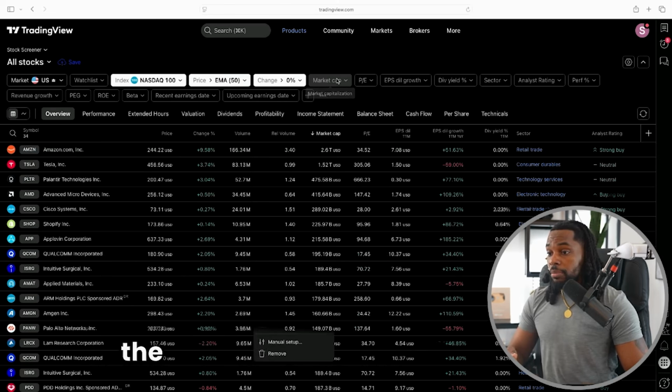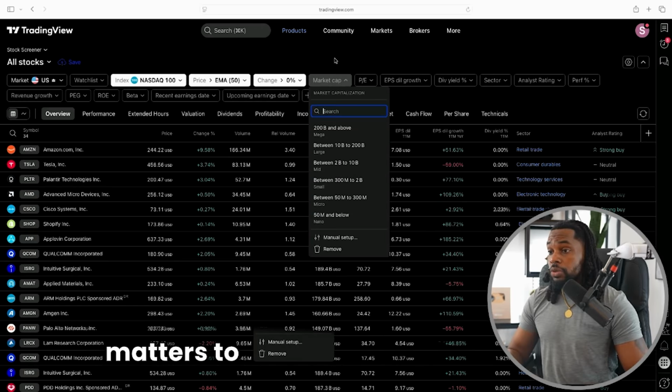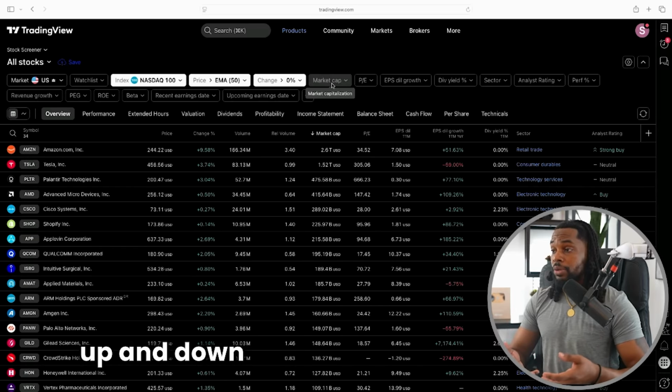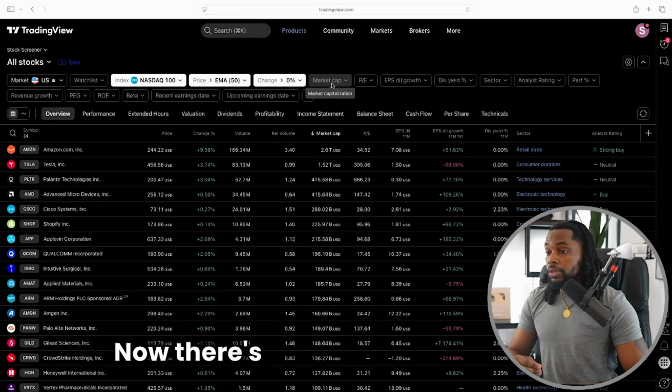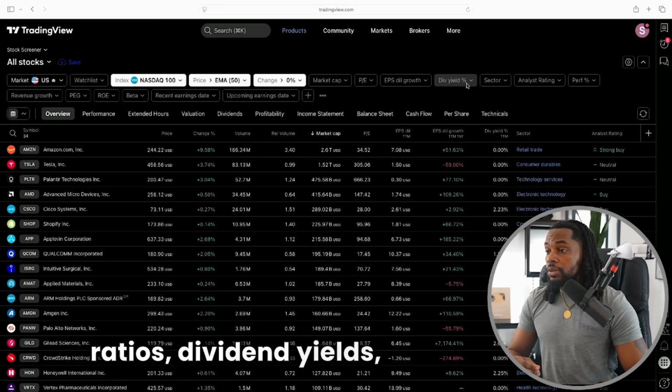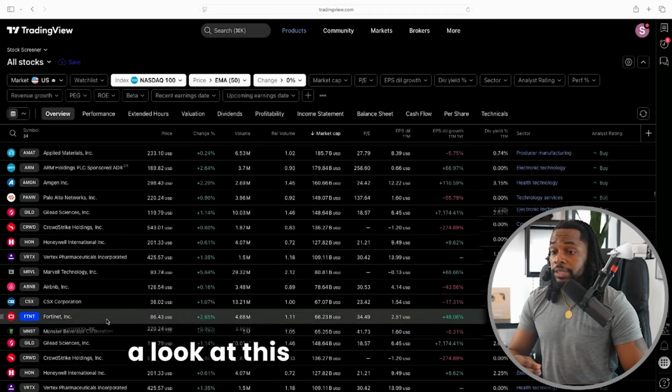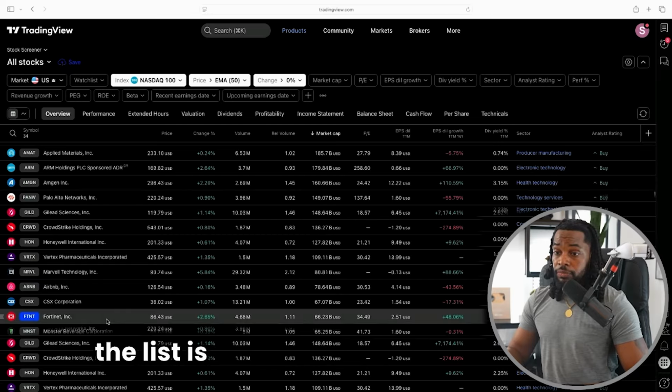And you can also look at the market cap if that's something that matters to you. Depending on the market cap can determine how fast this stock moves up and down because of liquidity. Now, there's also PE ratios, dividend yields, sectors, performance, and then you would just go ahead and take a look at this list. And as you can see, the list is very narrow now.